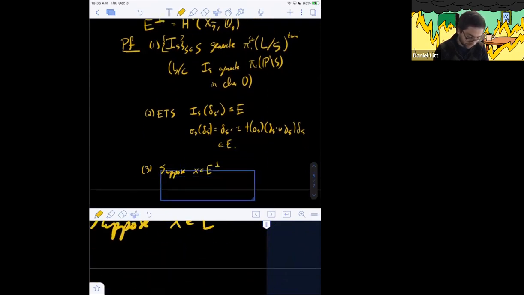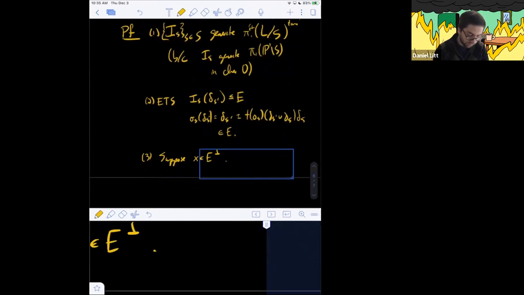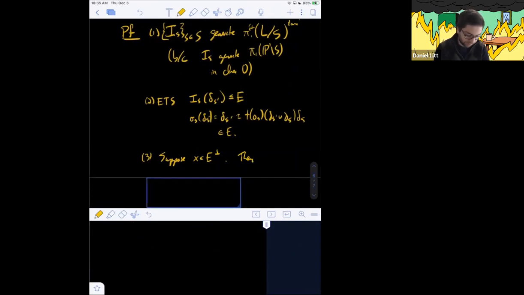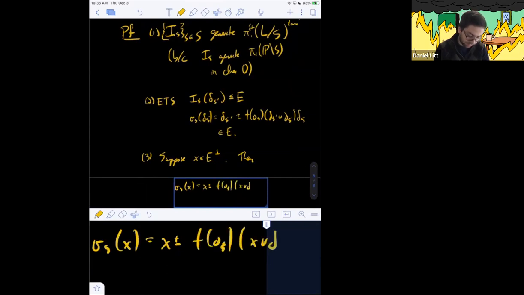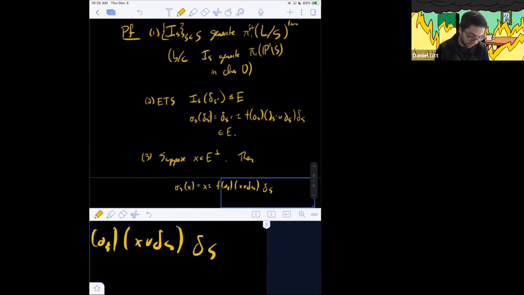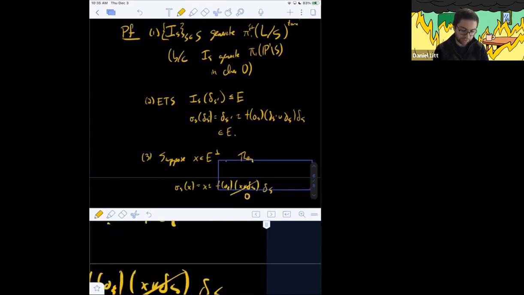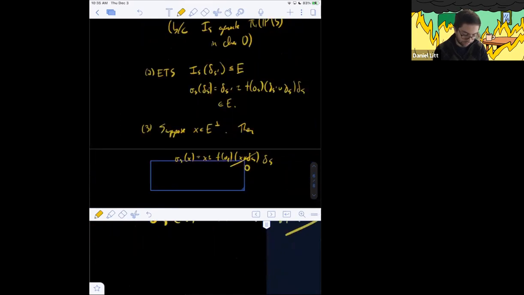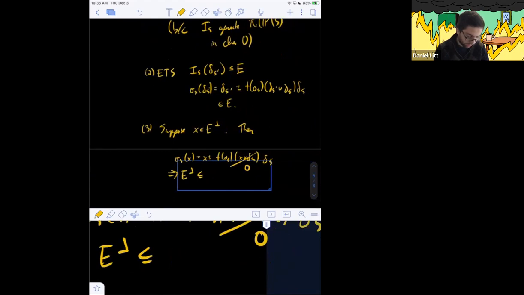Well then, that means that cupping with any element of E gives you 0, right? So sigma S of X is equal to X plus or minus T sigma S, X cup delta S, but this is 0 because X was in E perp. So that tells you that E perp is contained in the pi1 invariance.